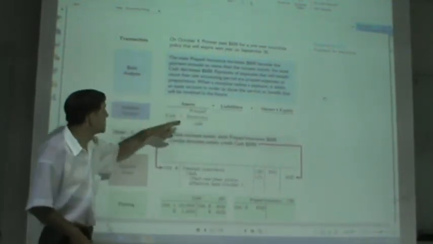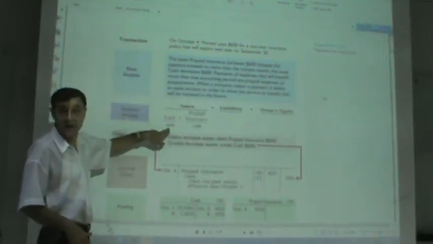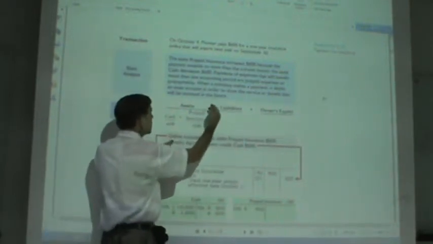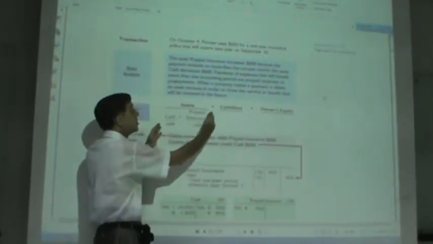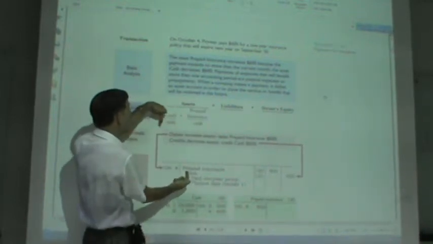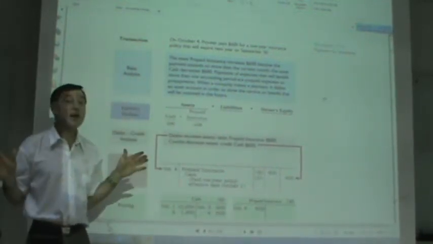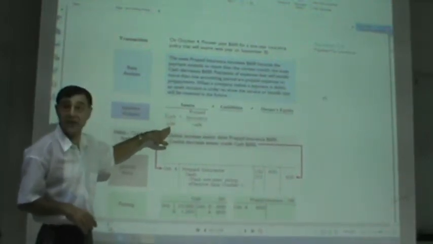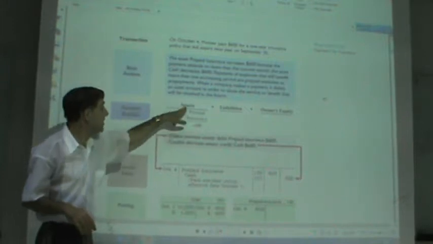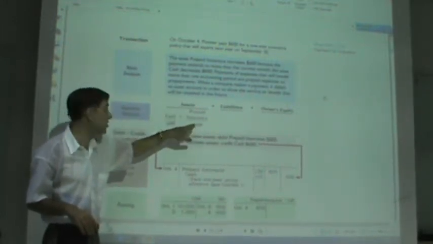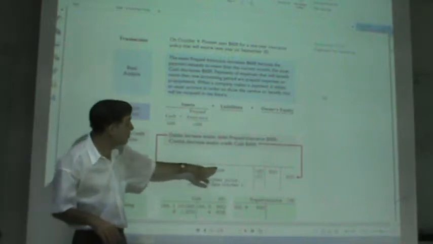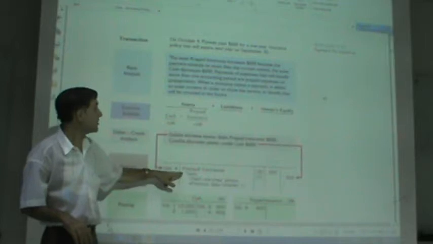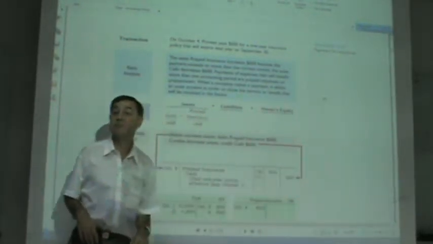So in this particular case, you got cash minus 600 and prepaid insurance plus 600. See the equality sign, minus and plus is 0. So when you have assets, one goes down, one goes up. Cash minus 600, it's an asset, so you have credit cash because it's a minus. And this becomes debit prepaid insurance. So you go debit prepaid insurance, 600, and cash credit, 600.